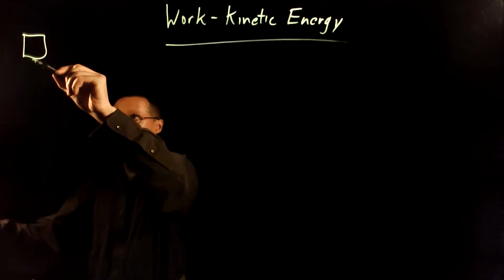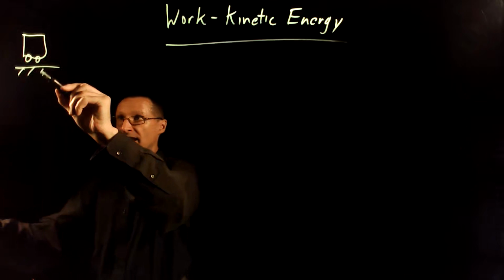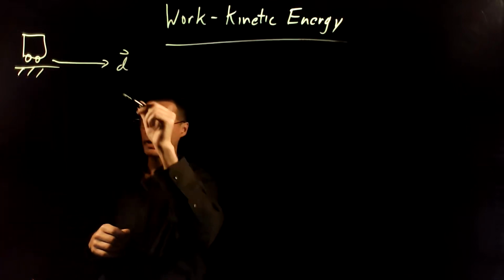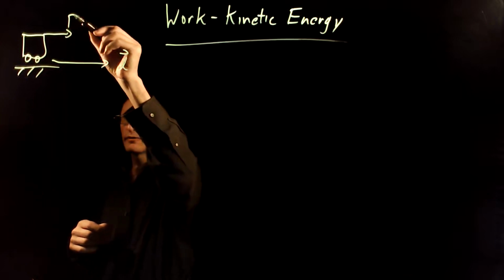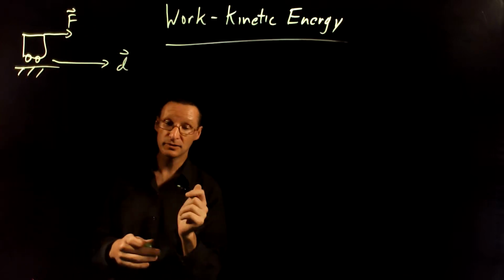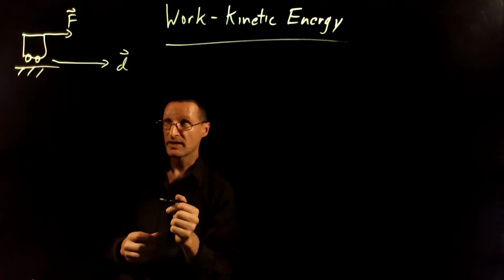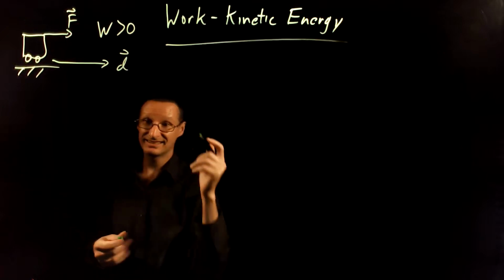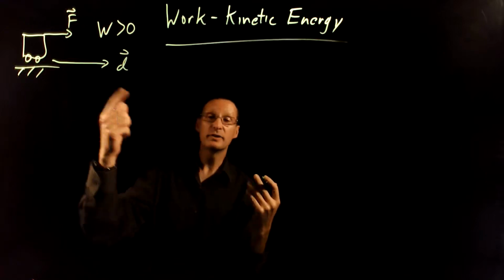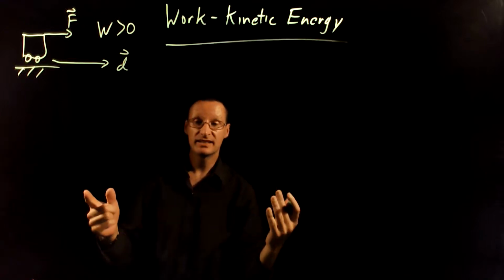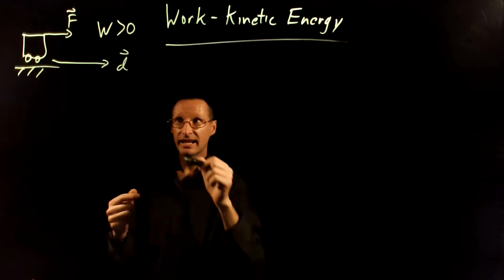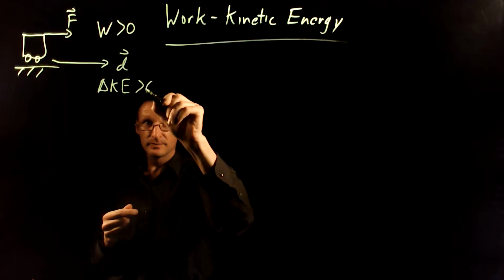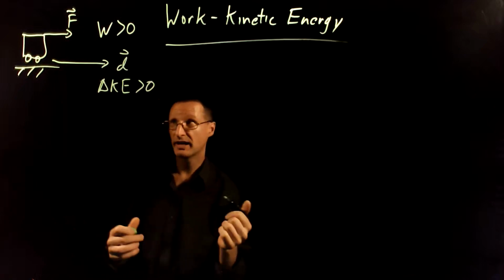Imagine that you have a cart on the ground and it's rolling this way, so its displacement vector points that way. And in this case, we're going to say we put a force on it in the same direction as the displacement. In this case, the work done on the object is going to be positive. What does it do in this case, though? It speeds up. So what happens to its kinetic energy? Its kinetic energy increases. So its change in kinetic energy is positive.